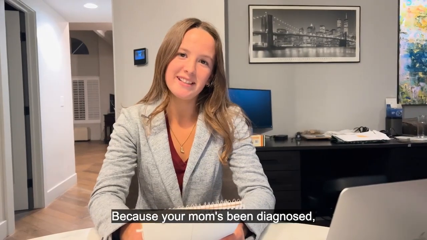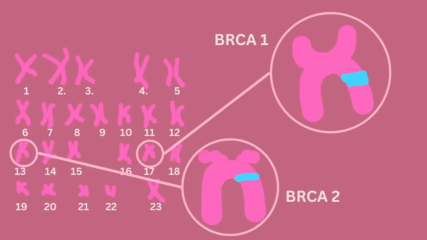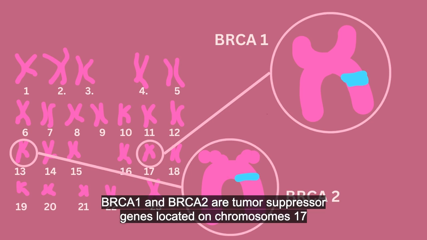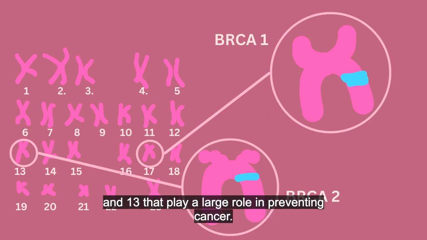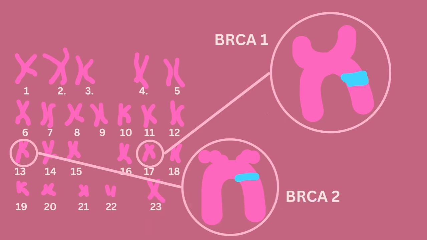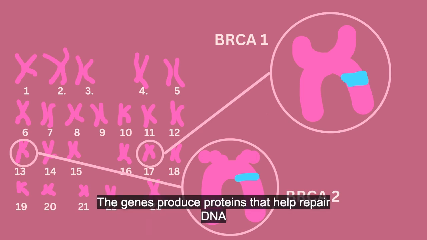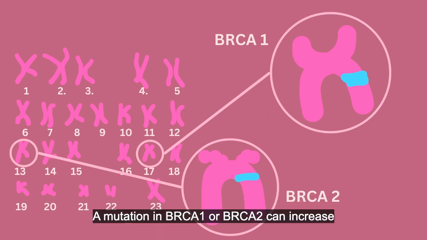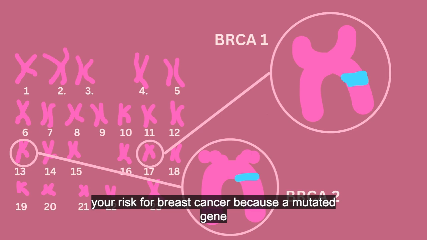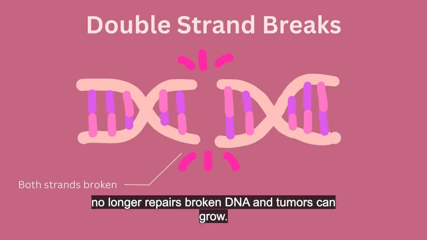Because your mom's been diagnosed, let's talk about genetics. BRCA1 and BRCA2 are tumor suppressor genes located on chromosomes 17 and 13 that play a large role in preventing cancer. The genes produce proteins that help repair DNA mutations that can lead to unregulated cell growth. A mutation in BRCA1 or BRCA2 can increase your risk for breast cancer because a mutated gene no longer repairs broken DNA and tumors can grow.